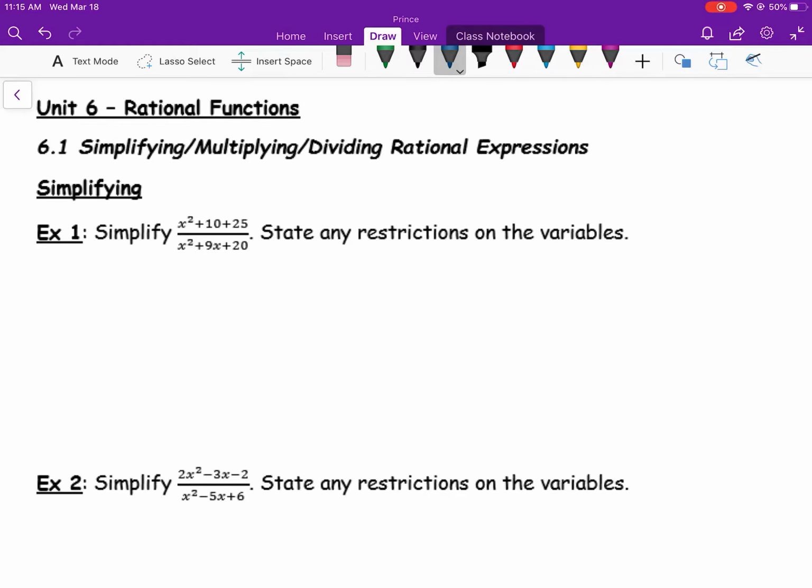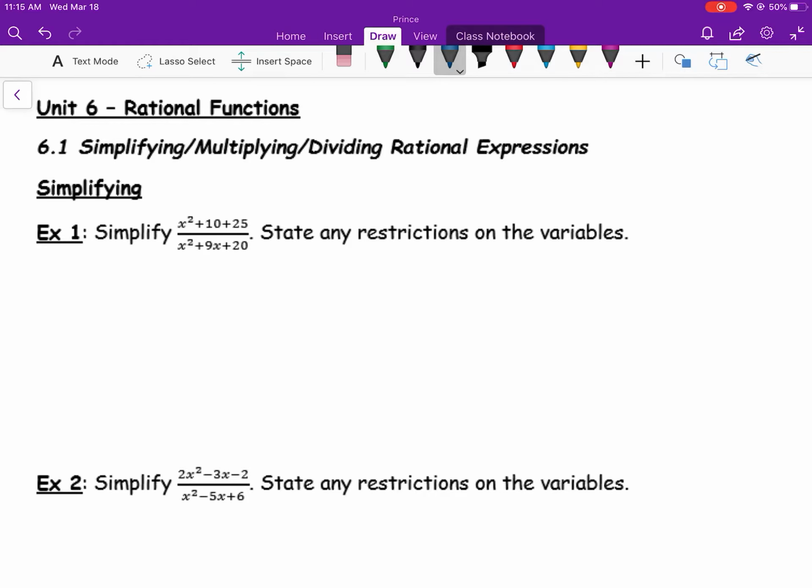Do it first times last. You get 25. Factors of 25 are 1 and 25, and then 5 and 5. To review factoring, we need multiples of that last term to add to the middle term. So positive 5 and positive 5 make 10. There we go, our top is factored.